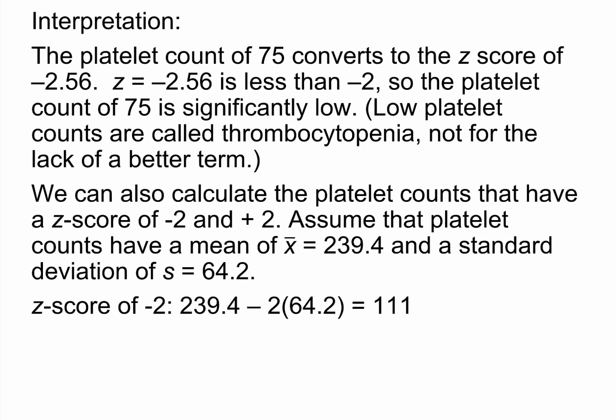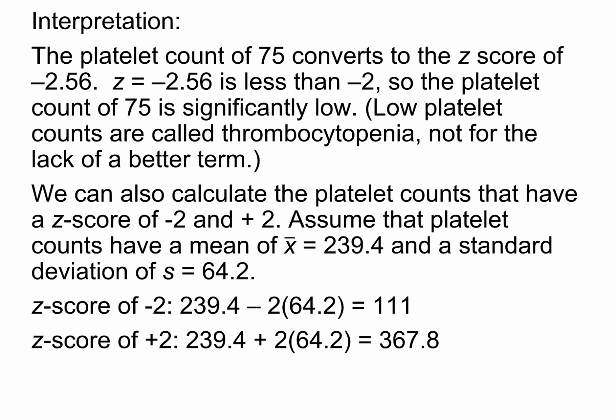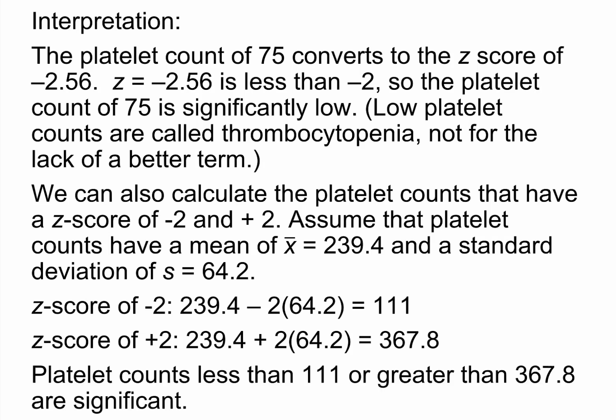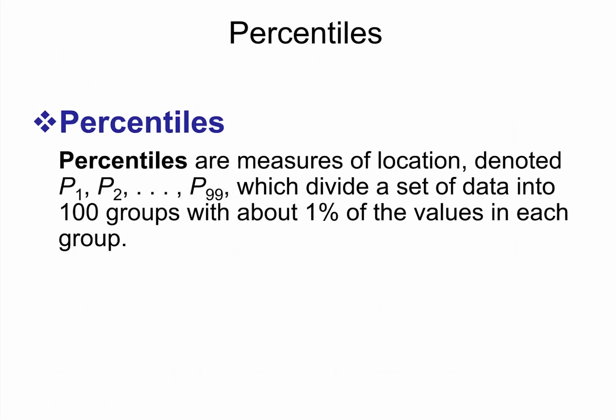So for the z-score of -2, I take the mean of the platelet counts and I subtract 2 standard deviations and I get 111. And notice my platelet count of 75 is indeed below that. And then on the significantly high side, I get a platelet count of 367.8. So platelet counts less than 111 or greater than 367.8 are significant. Platelet counts between those 2 values would be considered not significant.